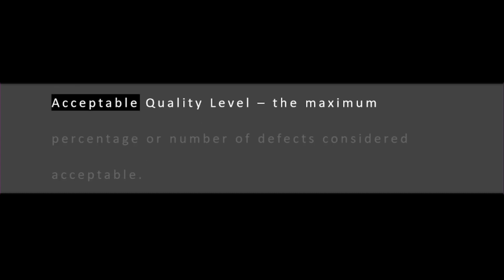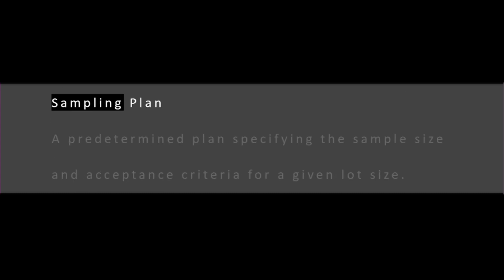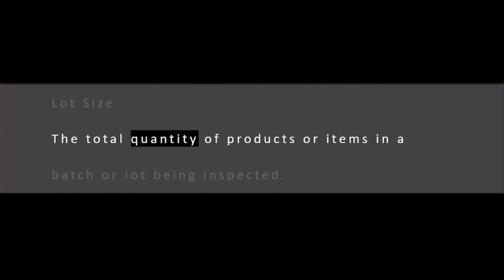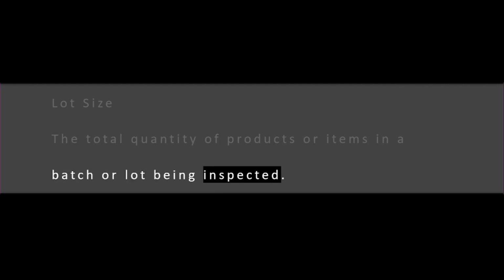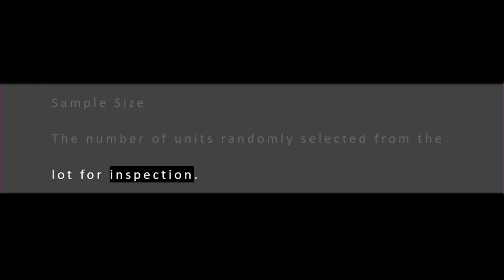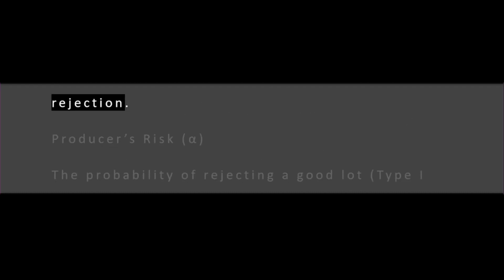Component, Description. AQL: Acceptable Quality Level, the maximum percentage or number of defects considered acceptable. Sampling Plan: a predetermined plan specifying the sample size and acceptance criteria for a given lot size. Lot size: the total quantity of products or items in a batch or lot being inspected. Sample size: the number of units randomly selected from the lot for inspection. Acceptance number, C: the maximum number of defects or defective units allowed for the lot to be accepted. Rejection number, R: the minimum number of defects or defective units that, if exceeded, will lead to lot rejection.